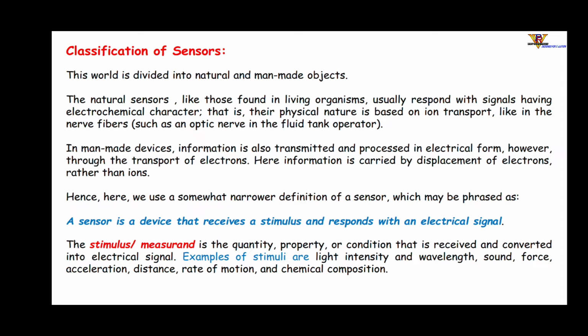Light, temperature, pressure, force: these are known as stimulus or measurement, which we want to measure. And these properties, quantities, or conditions can be converted into an electrical signal. Examples of stimuli are also given: light intensity, wavelength, sound, force, acceleration, distance, rate of motion, and chemical composition. So these sensors will respond to these stimuli and always produce an electrical signal. So here we studied the definition of sensor and the definition of stimulus and measurement.